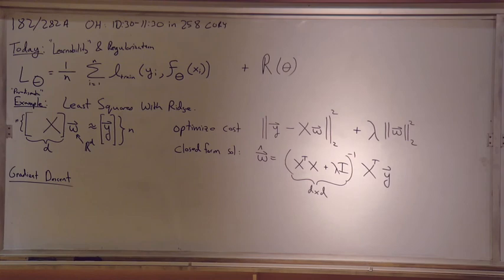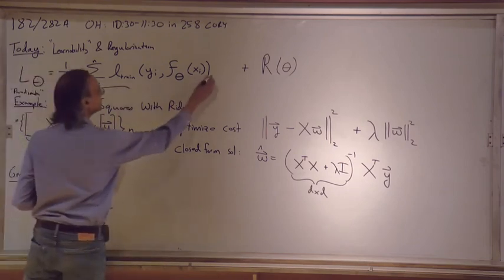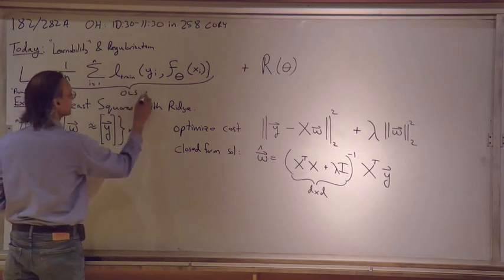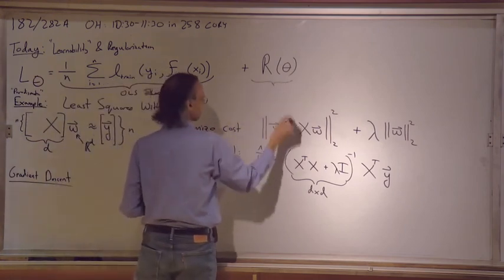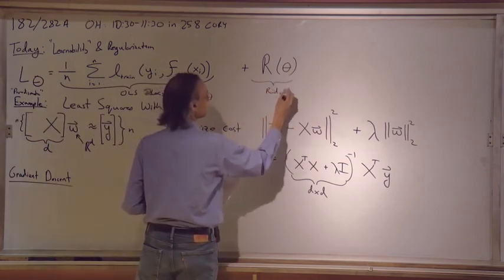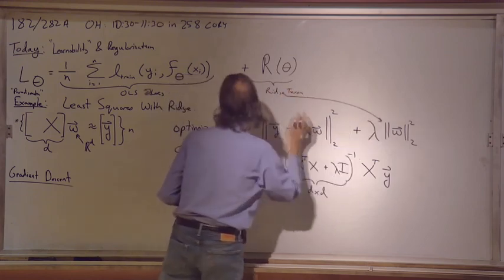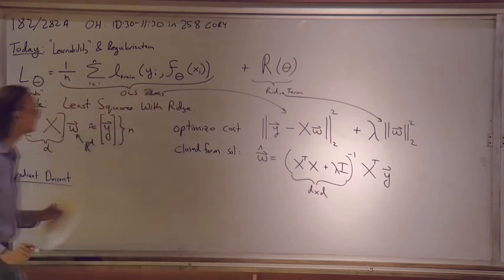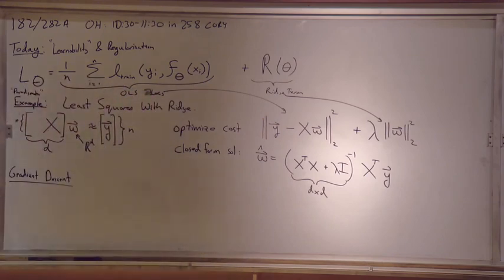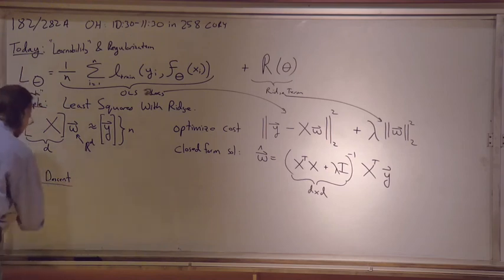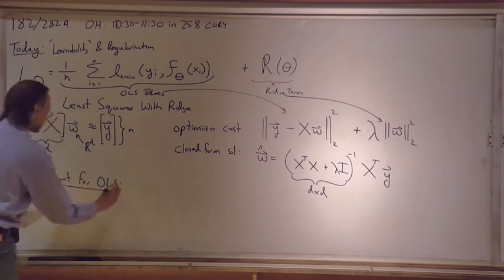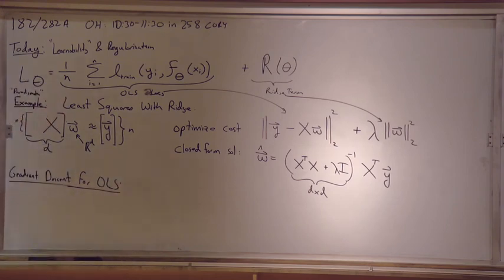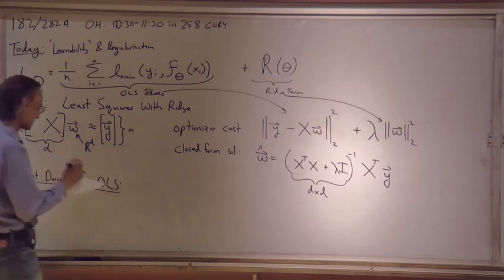So first, let's think about just straight ordinary least squares. Consider this the OLS loss. This is the ridge term for us, right? Let's just break it up into two terms. So let's start with OLS. How far do we move? Right, so what's the gradient?